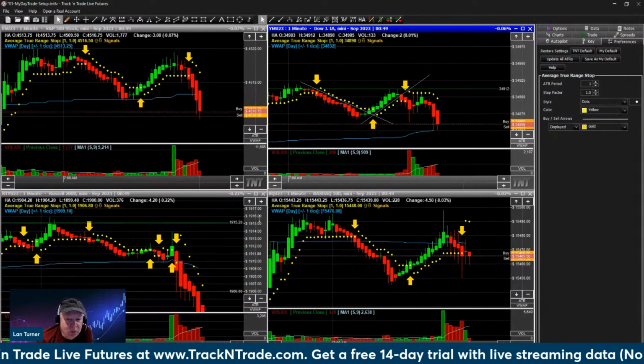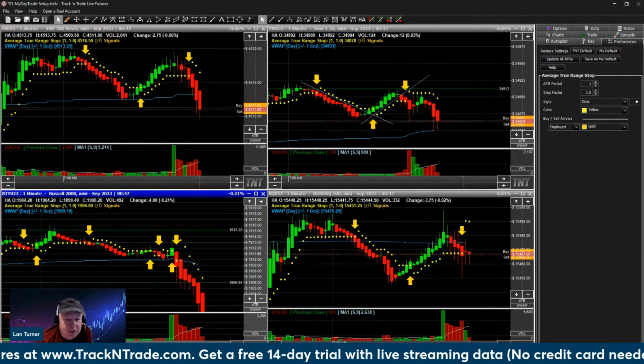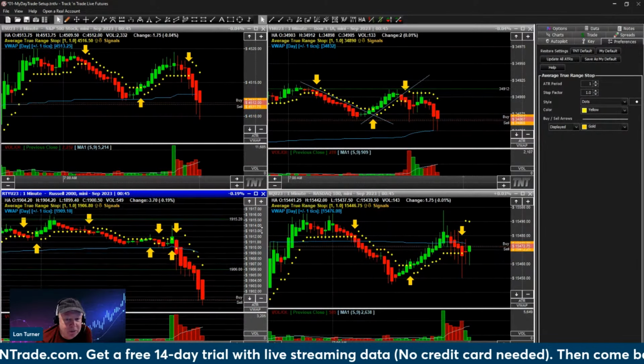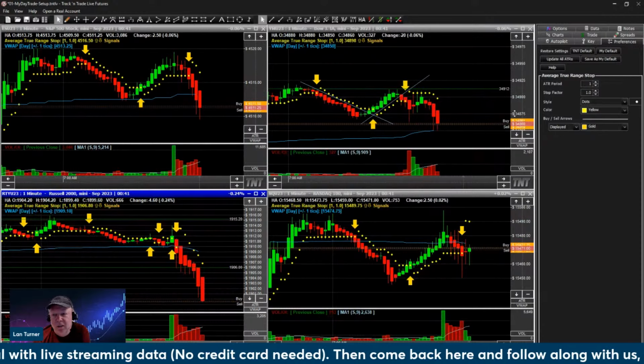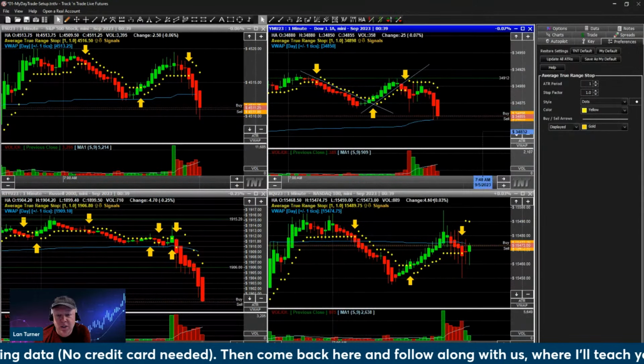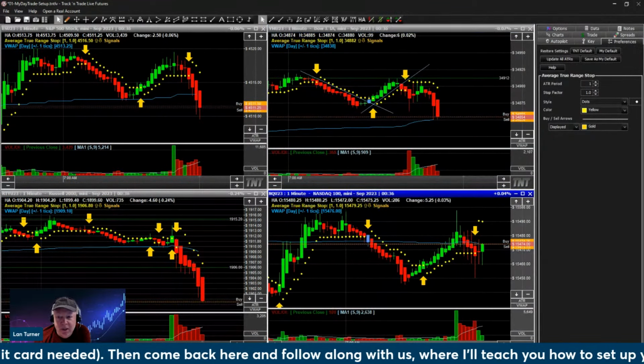The Russell is the one that's dropping. That one's the one that would have been a good one to get into. I like to trade the Russell. Russell's a good market. I often tell people, if you're just first getting started, trade the Russell.